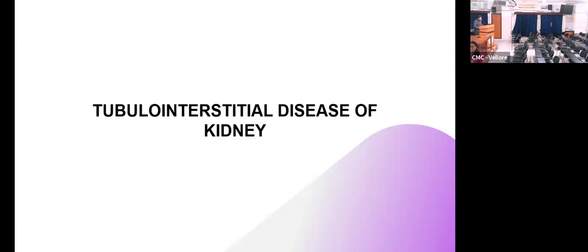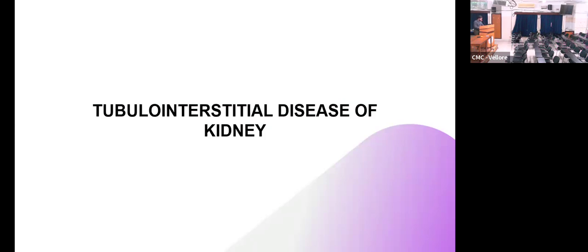Good afternoon, everyone. So this is the topic that has been assigned to me. When you compare tubulointerstitial disease with glomerular diseases and other diseases, this is a pretty dry topic with not much guidelines to follow. I'll try my best to make it as interactive and as helpful as possible.